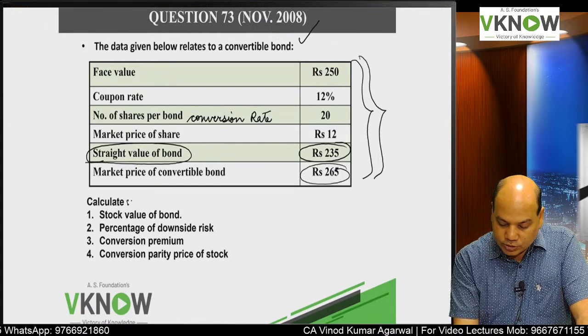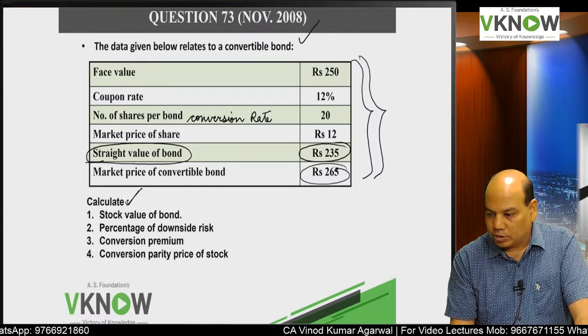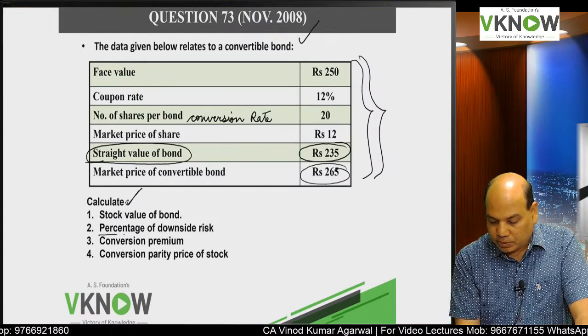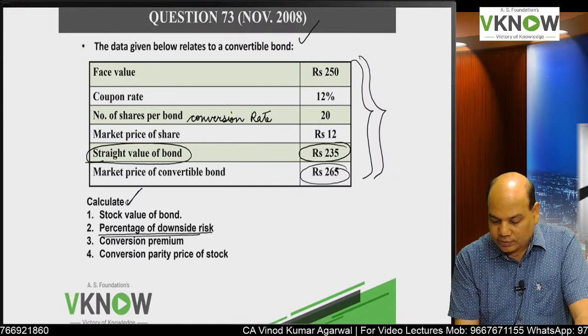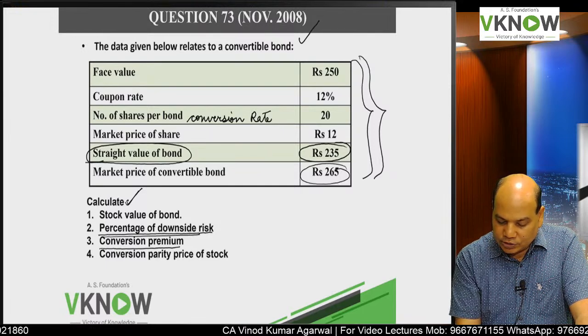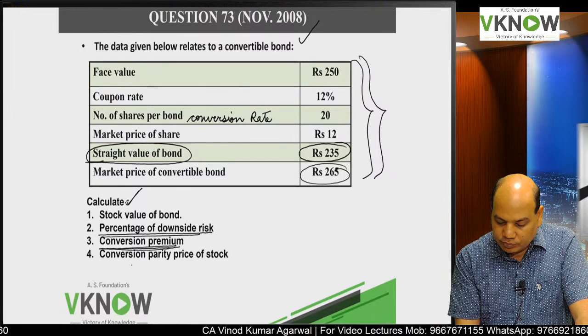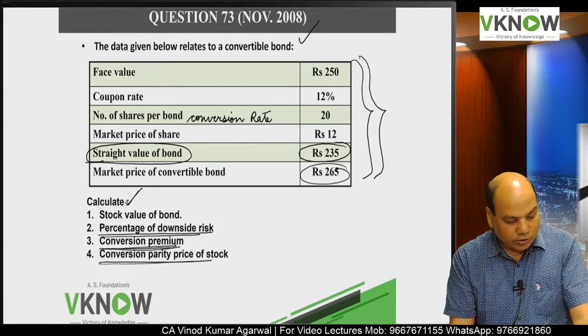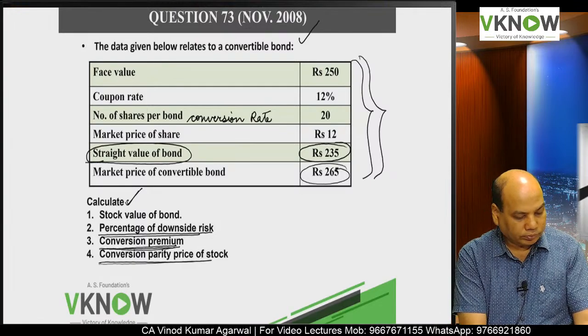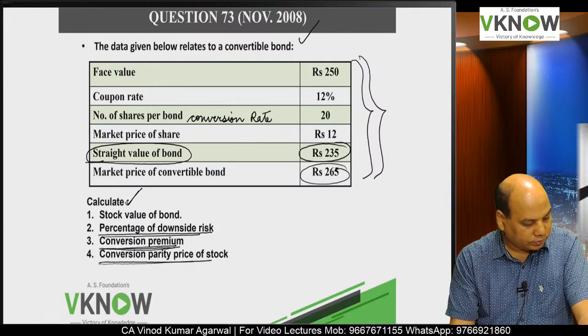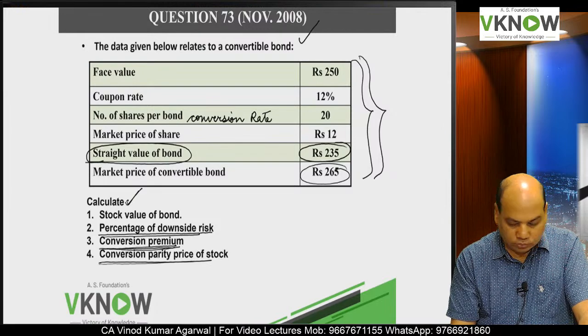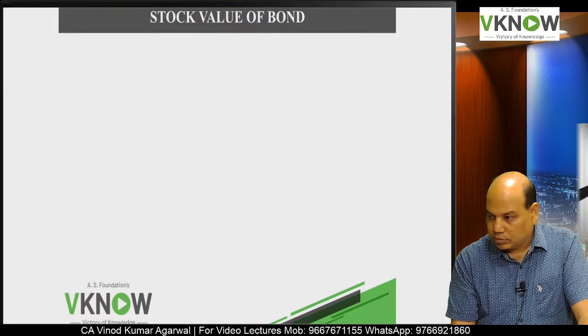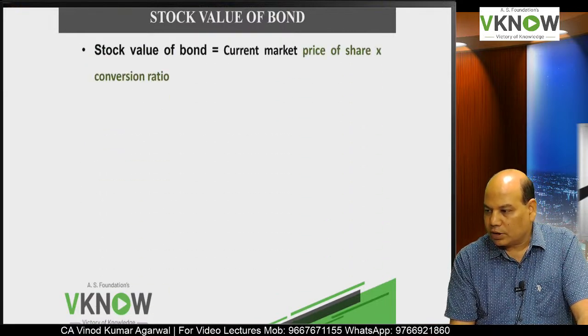So the first question is compute the stock value of the bond. Second, percentage of downside risk. Third is conversion premium. And fourth is conversion parity price of the stock. Okay. So write down stock value of the bond.